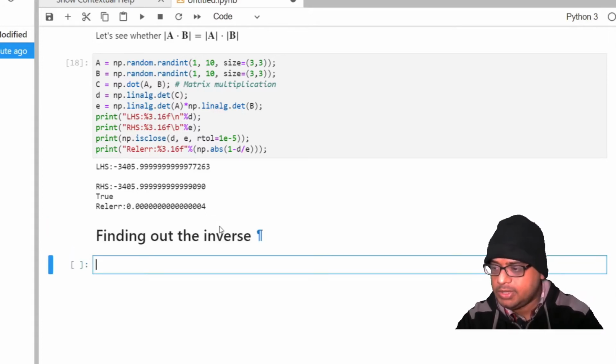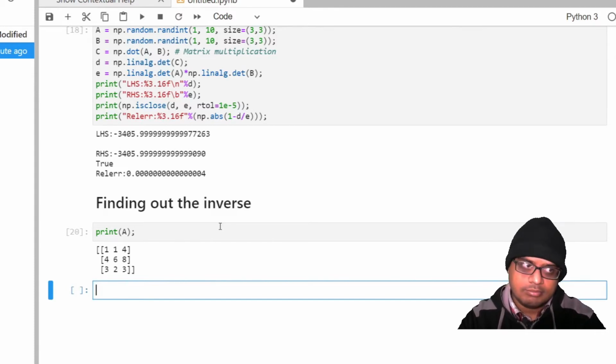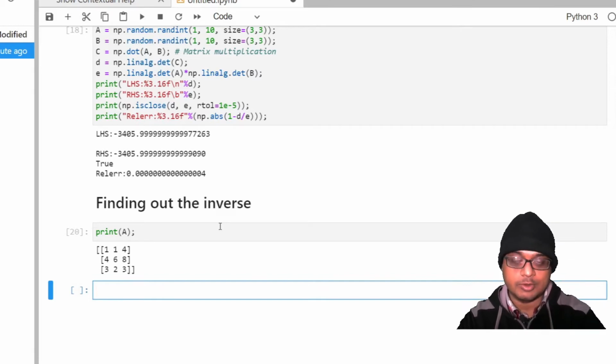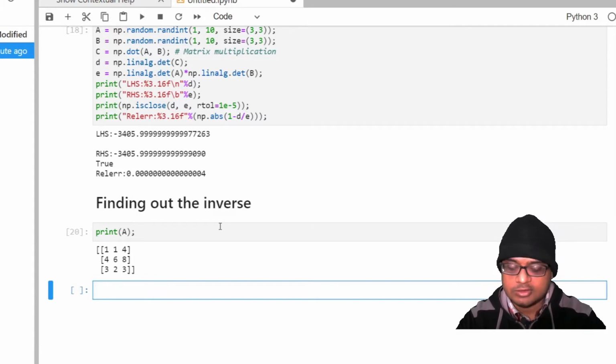Alright, so let us define a random, we've already defined a random array, so let me print out that array. So this is the, not the array, the matrix. This is the matrix A. Let us now try to find out the inverse of this matrix. So an important property in order to find out the inverse is that the determinant must be non-zero. If the determinant is 0, then we cannot find out the inverse. So let us do a quick check whether the determinant is 0 or not.